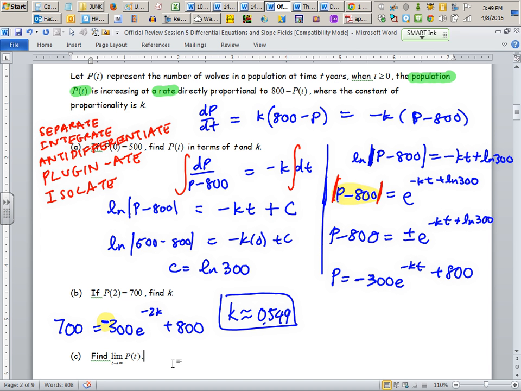What do you guys think? Wouldn't it just be 800? Okay. Why are you saying that? Because it's a carrying capacity, and it's asking if time goes on forever, what's the maximum for population growth?